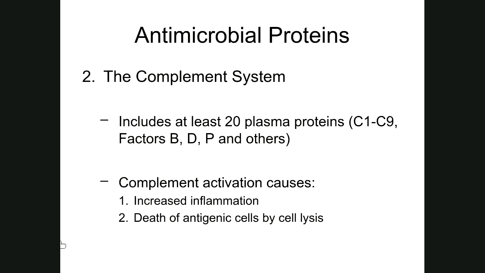These proteins have names, so we've got plasma proteins C1, C2, C3, all the way up to C9. We also have others that are named factors B, D, and P, and there are still others as well. You're going to have a chance in the activity that you do this week to work with the complement system and learn how it's actually activated and learn the names of some of these plasma proteins that are involved in it. So I'm going to save the discussion of how the complement system actually works for that particular activity. However, I want you to know what complement activation does.